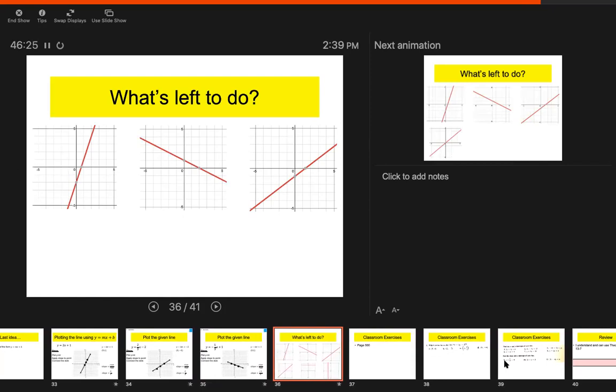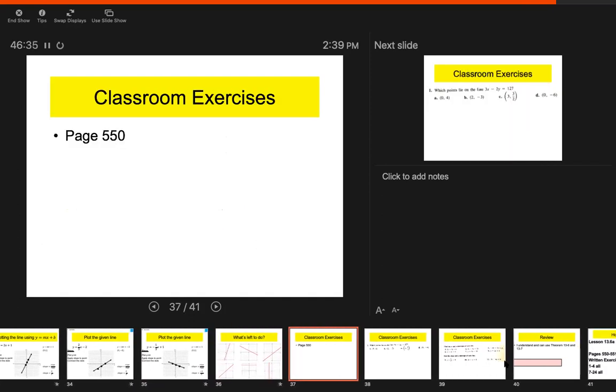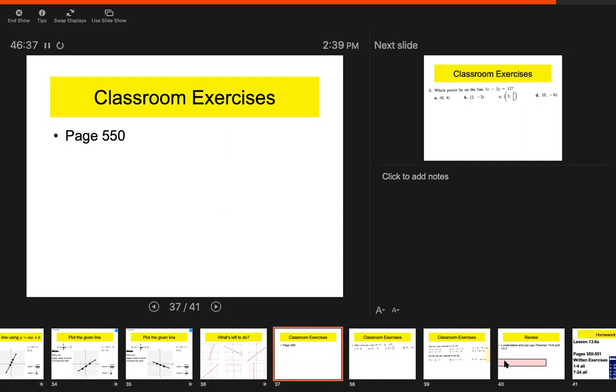Oh, I was thinking, what's left to do? We got 2 things left to do. We haven't talked about 2 types of lines, vertical and horizontal, and we didn't do system of equations, so that's tomorrow. All right, and that will finish it up for this particular one. Yes, I'm glad I made that decision.